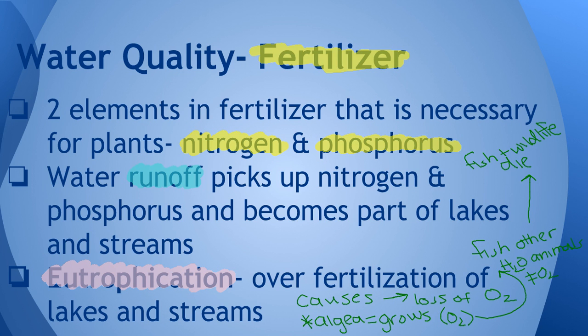So we need to be careful. Fertilizer is really important to farmers and really important to how we grow our plants, and we are able to feed ourselves, but too much fertilizer can cause the destruction of lakes and kill off different animals and plants that live there.